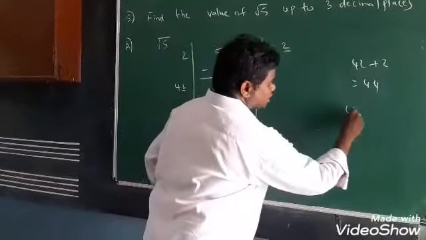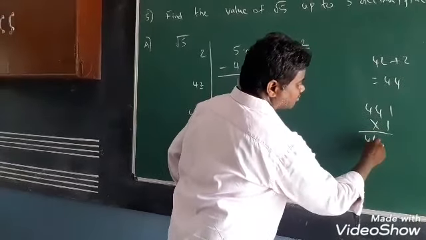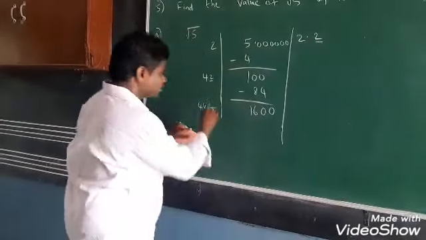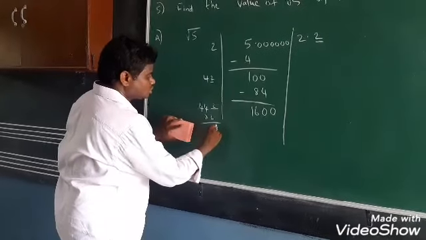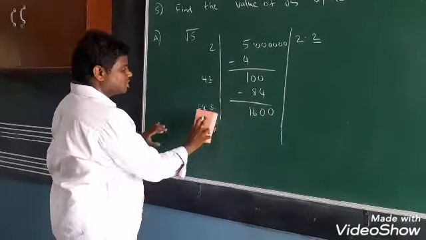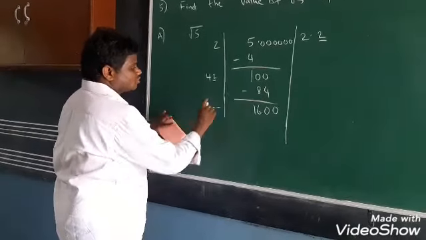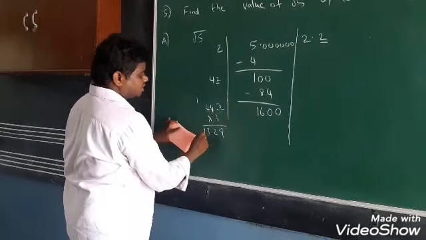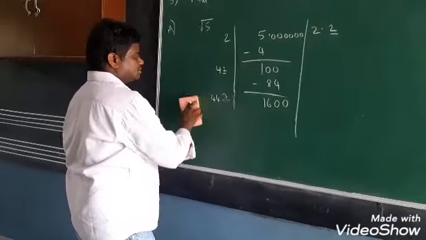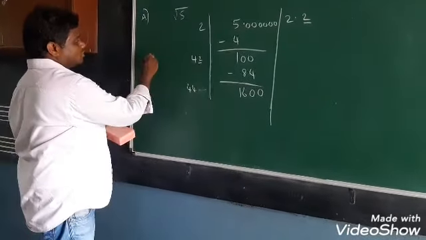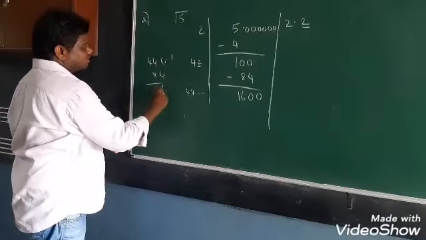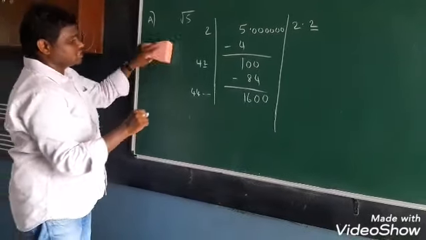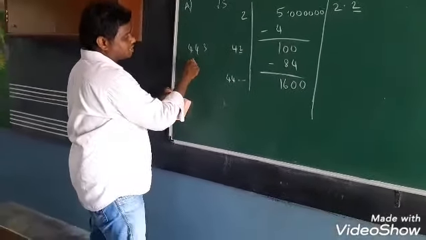Suppose you keep 1, then 441 into 1 is 441. If you keep 2, then 442 into 2: 2 2s are 4, 2 4s are 8, 884. If you keep 3, then 443 into 3: 3 3s are 9, 3 4s are 12, 3 4s are 12, 13. If you keep 4, then 444 into 4: 4 4s are 16, 4 4s are 16, plus 1 is 17, 4 4s are 16. It will become larger. That's why you have to keep 3 only. That is 443 into 3.